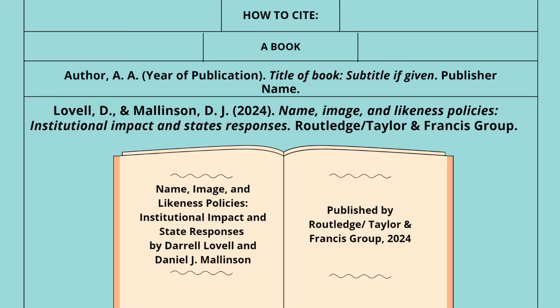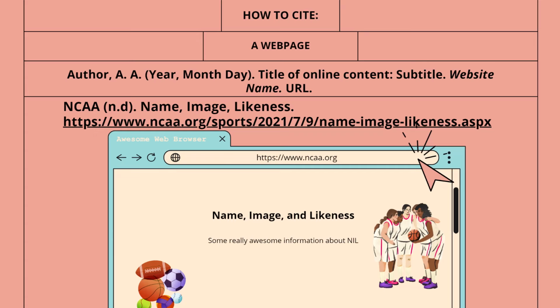You can also see that the publication date is always in parentheses with a period following. Finally, in this example of a web page citation, I want you to notice that we do not include the website name, NCAA, because it is the same as the author. Additionally, since we do not have a clear publication date, we would include ND, meaning no date, in parentheses.